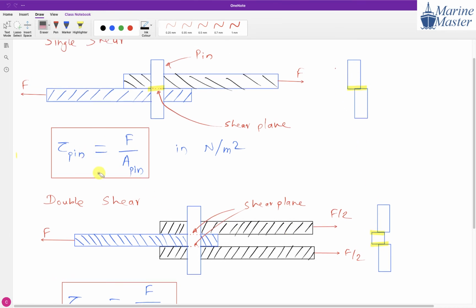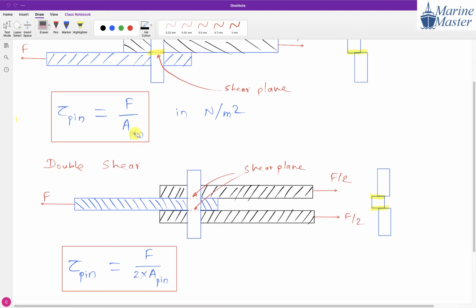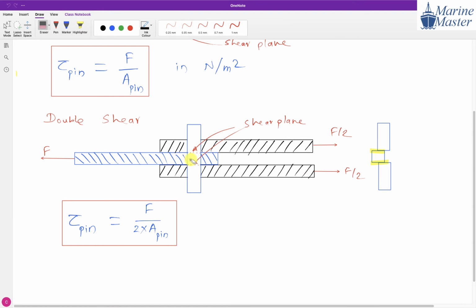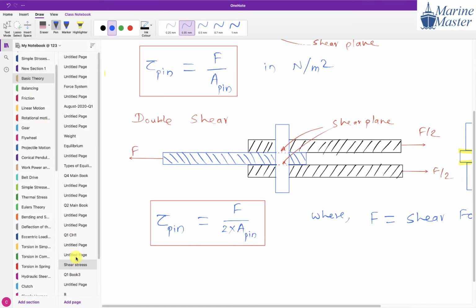In case of single shear, the stress relation is F by area of pin, because here we have only one area. But here we will have two areas. After this numerical we will write down the theory. What does F stand for? Shear force. Now try to see the numericals. We will come back to this numerical now.